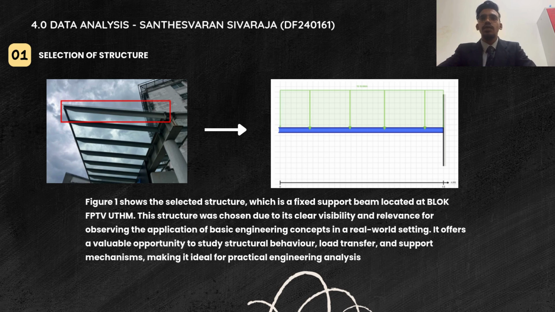As shown in figure 1, the structure I selected is a fixed support beam. I chose this beam for its visibility and practical relevance. It allows us to clearly observe how loads are transferred and how support reactions occur in an actual engineering context.